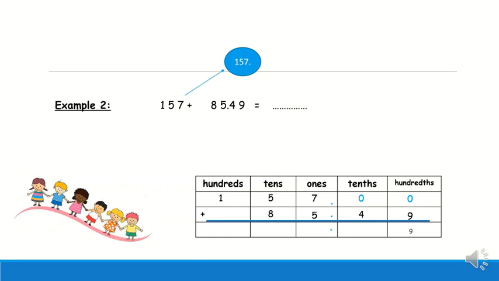Now 0 plus 9 is 9, 0 plus 4 is 4, 7 plus 5 is 12. As I said, double digits, so we regroup. We put number down and number up. Now 1 plus 5 is 6, 6 plus 8 is 14. Also 14 is a double, so we put 4 under the tens column and we carry 1 at the top of the hundred column. 1 plus 1 is 2, so the answer is 242.49.